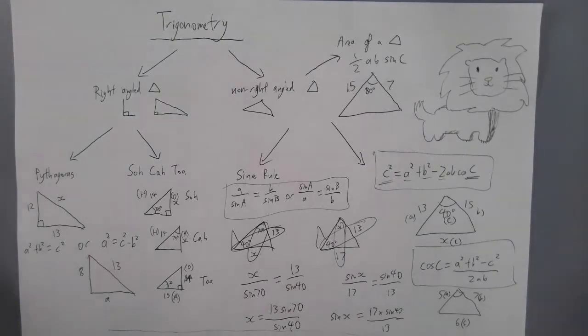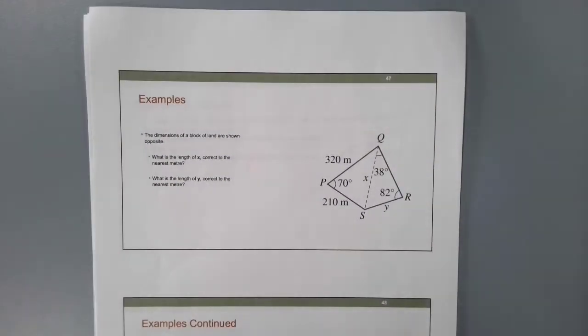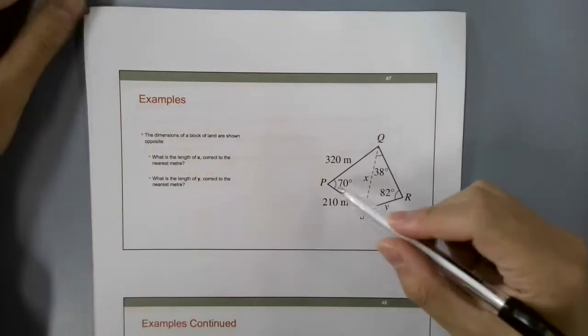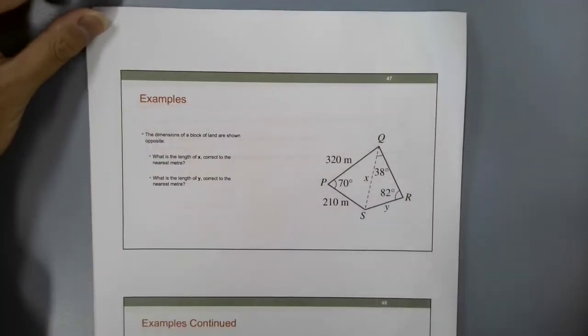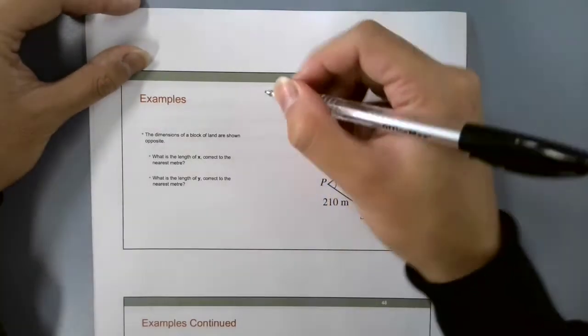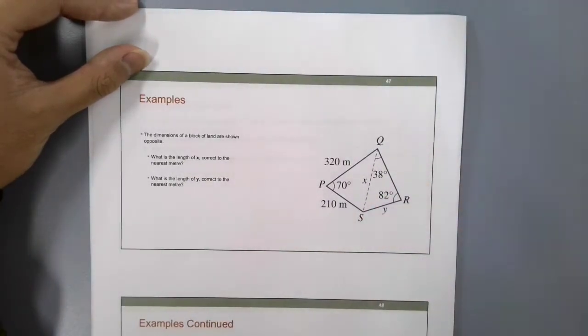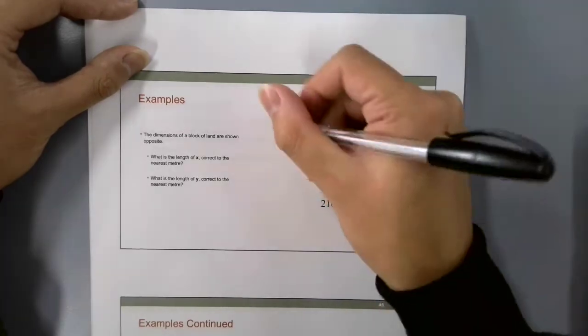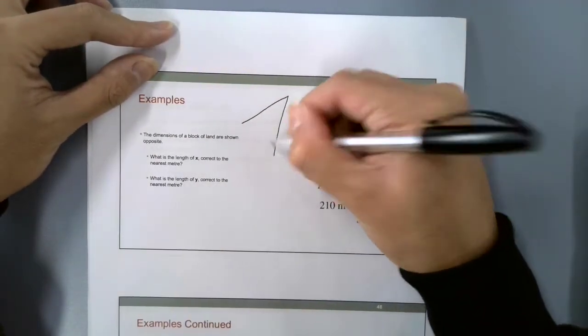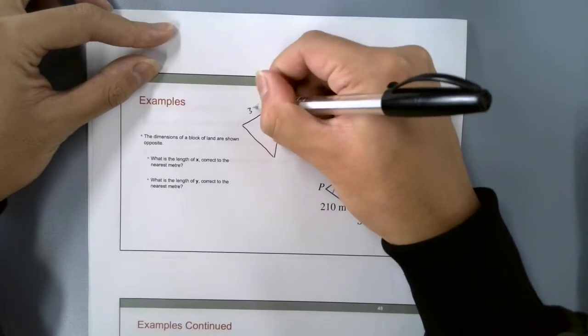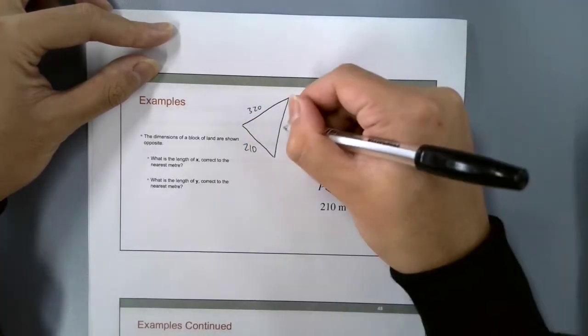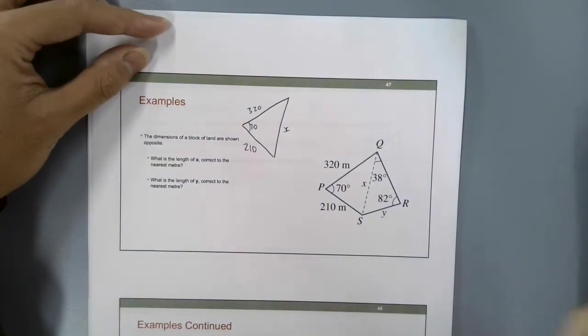So what we're going to do is have a go at some of these miscellaneous questions. What we want to find out in this one is the dimensions of a block of land. All right, so straight away, what we're given is a quadrilateral, but we are also given this dotted line which helps us split this into a triangle. So what I'm going to do is, if I'm trying to find out x correct to the nearest meter, I would first of all draw my triangles separately, put in the information that I need, and then solve my problem.